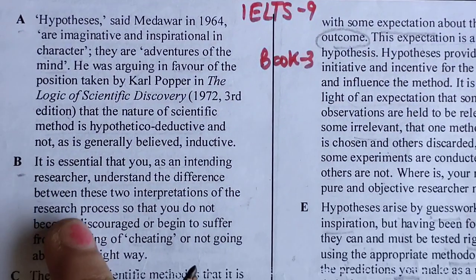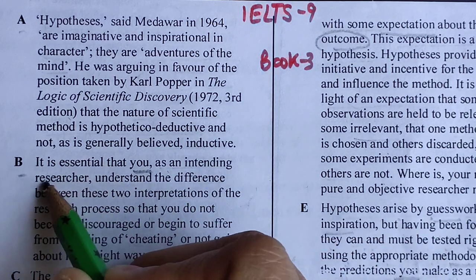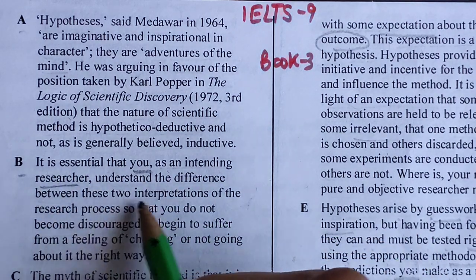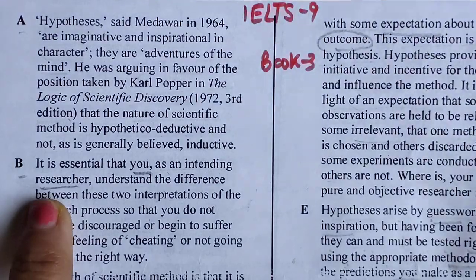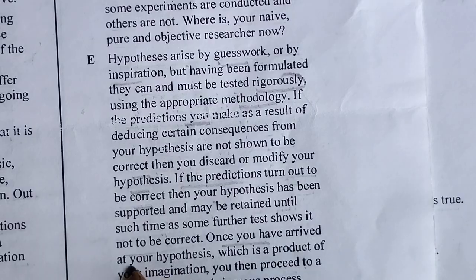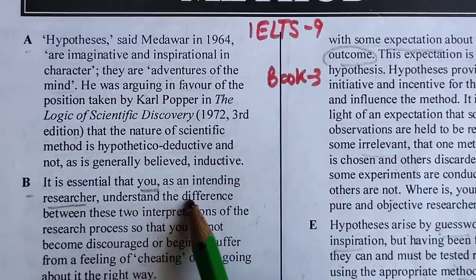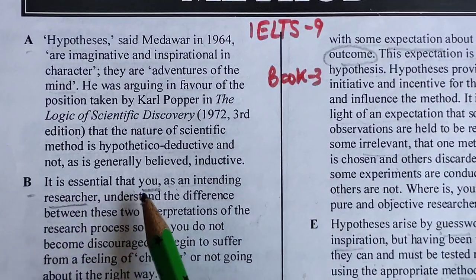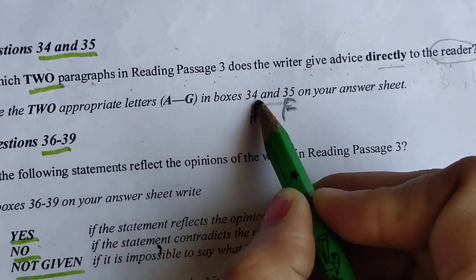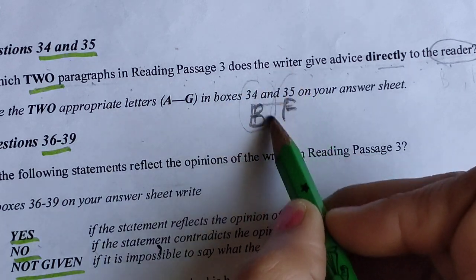And in another paragraph also I have read, you can see this: it is essential that you as an intending researcher understand the difference between these two. So this also will come as an answer. And here once more, once you have arrived at your hypothesis, which is a product of your imagination. Here it is directly said, it is essential that you as an intending researcher. So for this we will put B and F as answers. For 34th we can go for B and here F.